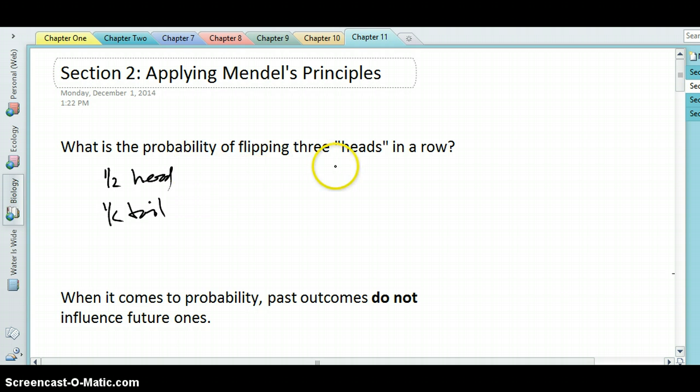Now, what is the probability of having 3 heads in a row? We know one flip is half, another flip is half, the third flip is a half, and the probability of 3 events, all with a 50% chance, happening in a row is essentially those 3 probabilities multiplied together. So you essentially have a 1/8 chance of flipping 3 heads in a row.